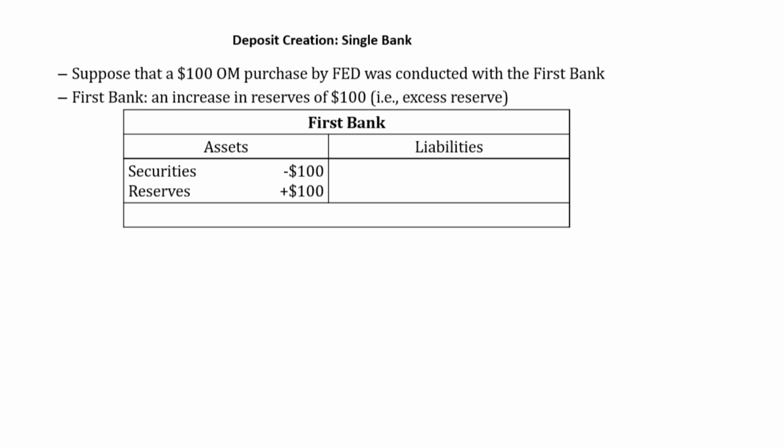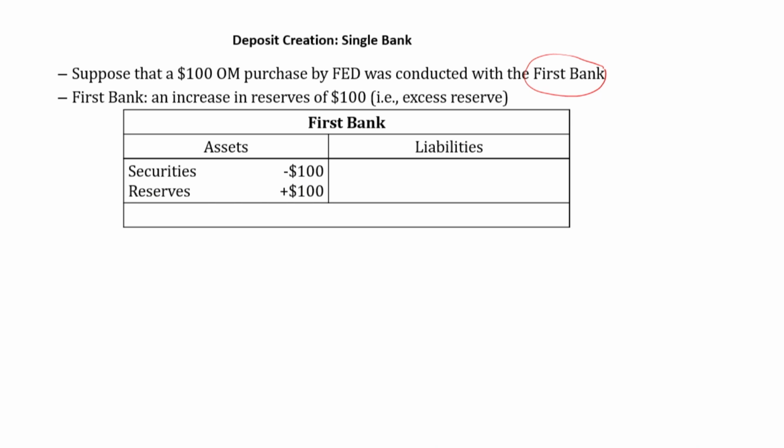Suppose that a $100 open market purchase made by the Fed was conducted with the first bank, one of the commercial banks. In other words, we are starting from an open market operation where the central bank purchases a government security from a commercial bank, and in return the central bank credits $100 in the account of that commercial bank.